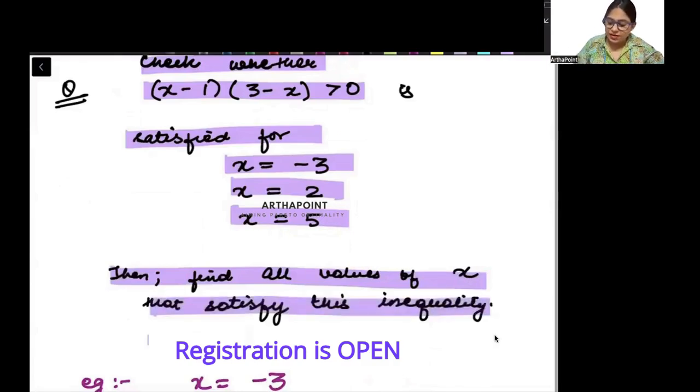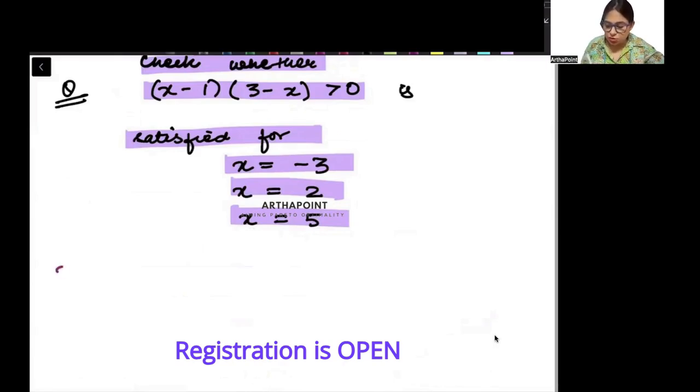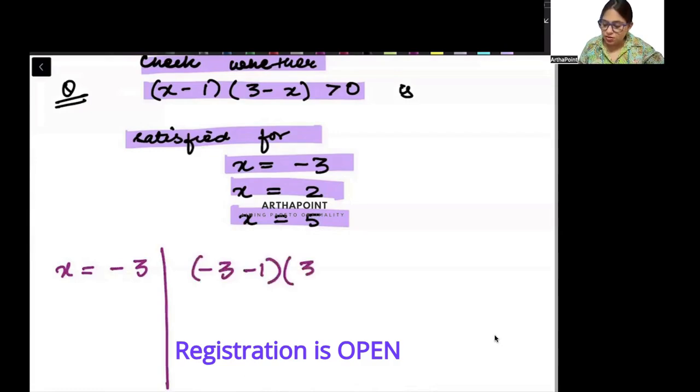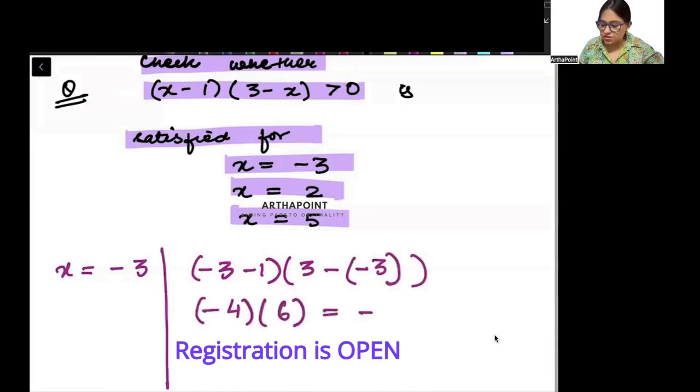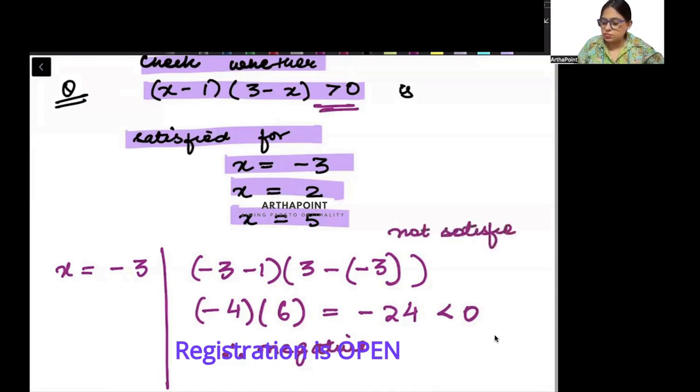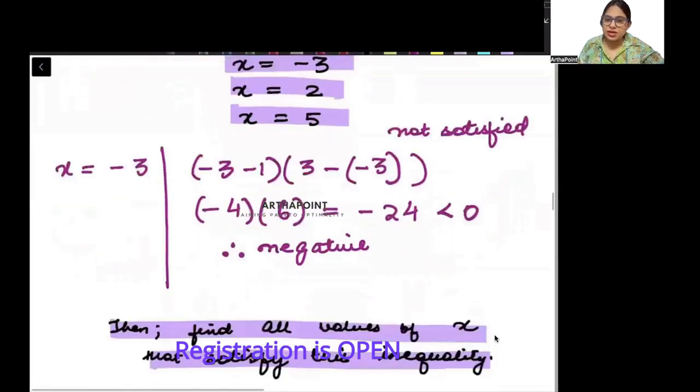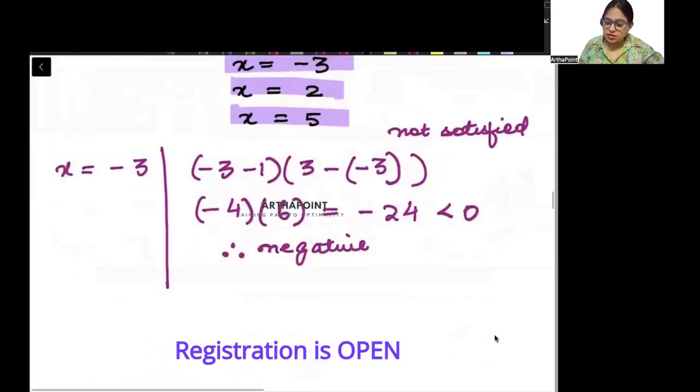Okay. So first beta, we will try to check for x equal to minus 3. So when x is minus 3, I will get (minus 3 minus 1)(3 minus minus 3). So I will get minus 4 into 6. That means minus 24, less than 0. So it is negative. So this inequality, greater than 0, is not satisfied.